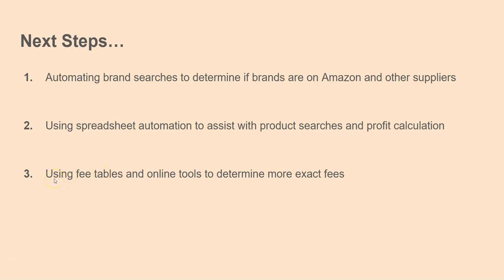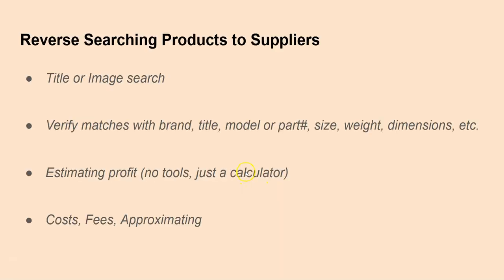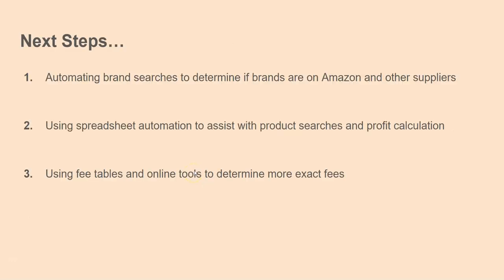And thirdly, we want to start using fee tables, online tools from Amazon, so we can determine more exactly and precisely the fees that you'll pay for, like FBA, things like that. But really, that kind of goes under the profit calculation here. But these are the things that we'll look at for the next steps after just doing the process completely by hand. The process that I pretty much laid out here, doing the image searches and the brand searches that we did before that.